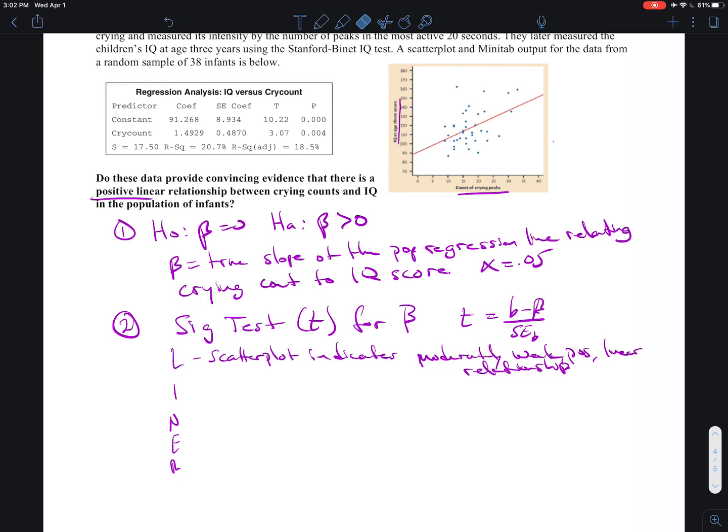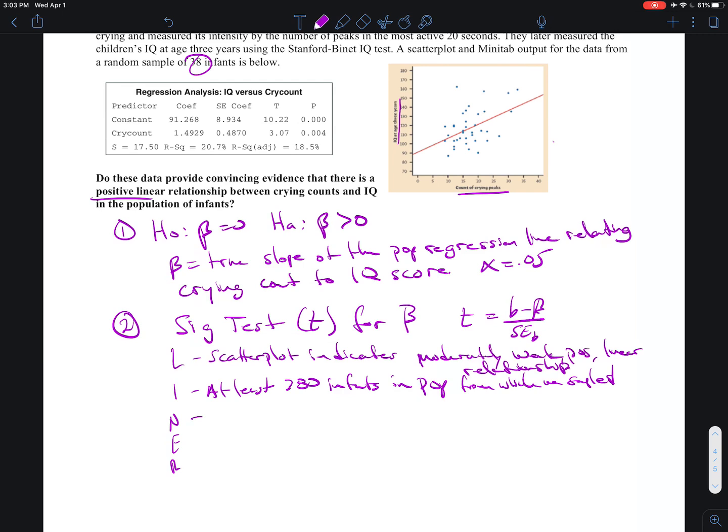Independence. The independence needs to have some comment. Because they were randomly sampled without replacement, we're going to say at least, and how many do we have? 38. So at least 380 infants in the population from which we sampled. That's our 10% rule there. And outside of that, because we're comparing these together, the later IQ scores of the individual infants should be independent.